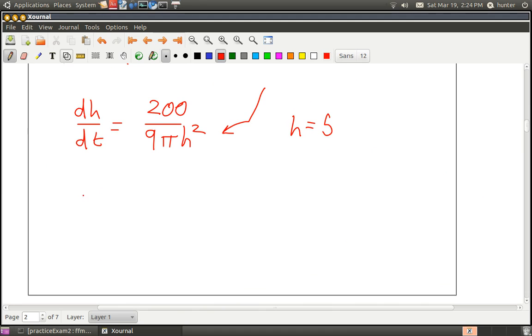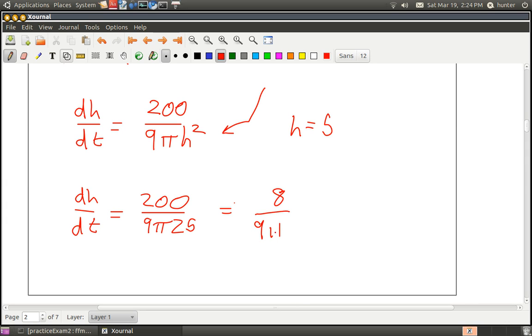Alright, and how fast is the water rising when h is 5? It is 200 over 9 pi times 25. Okay, so I just plugged in 5 for h. And we could make that a little bit better because we know that 25 goes into 200 8 times. So this is 8 over 9 pi, and that's the answer.